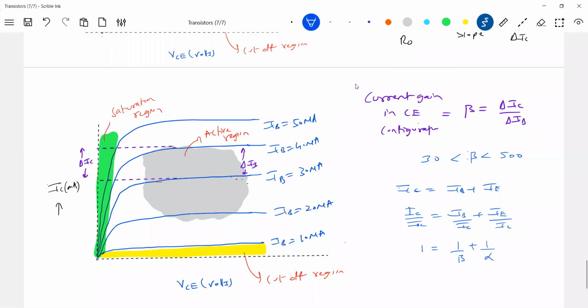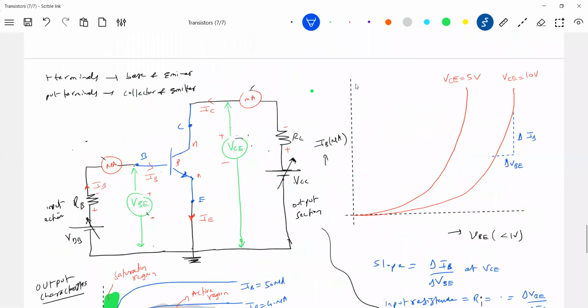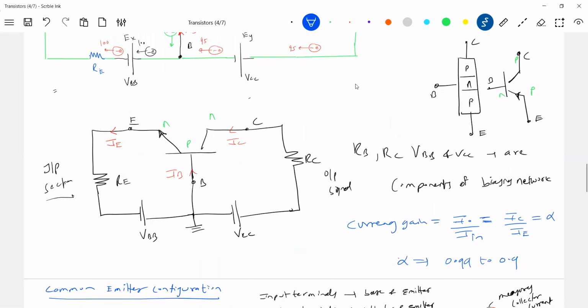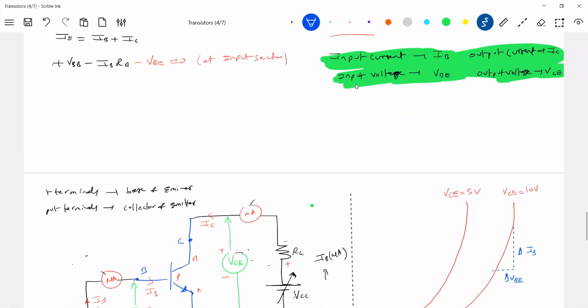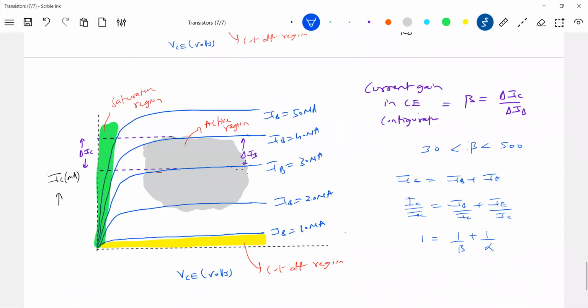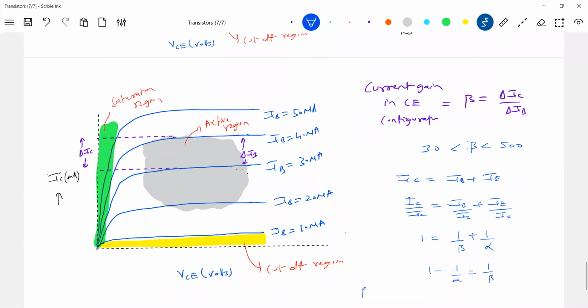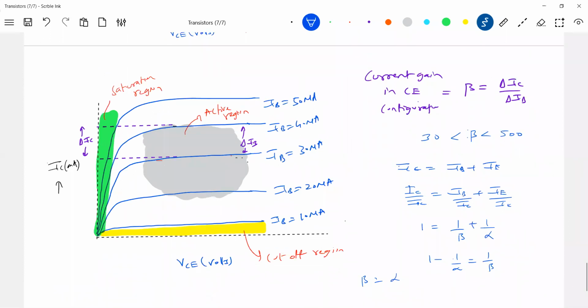Can you go for alpha? What is the alpha definition? I think somewhere I brought it here. Yes, IC by IE is alpha. So similarly, IC by IE is alpha, and IC by IB is beta. So for the relation between alpha and beta, if you want to get the relationship, this will be 1 minus. So beta is equal to alpha by 1 minus alpha.